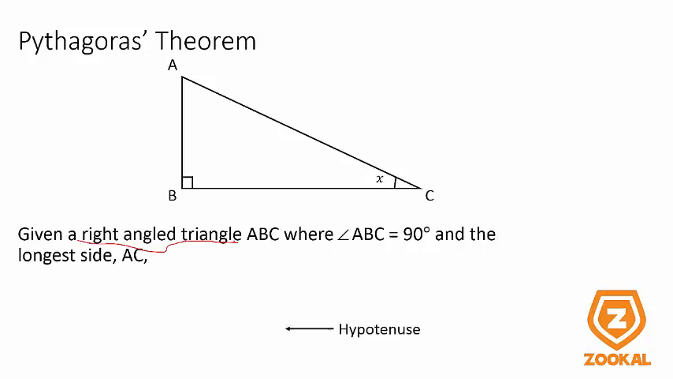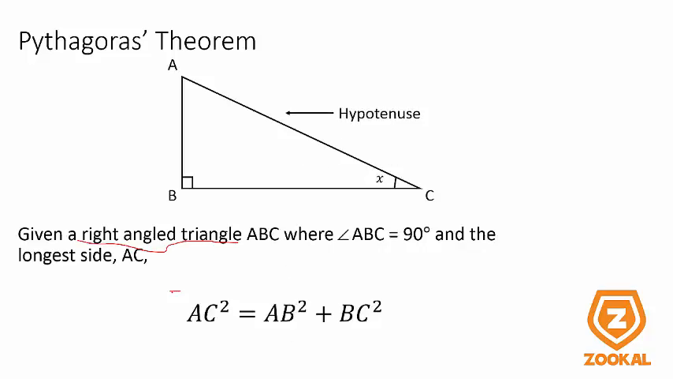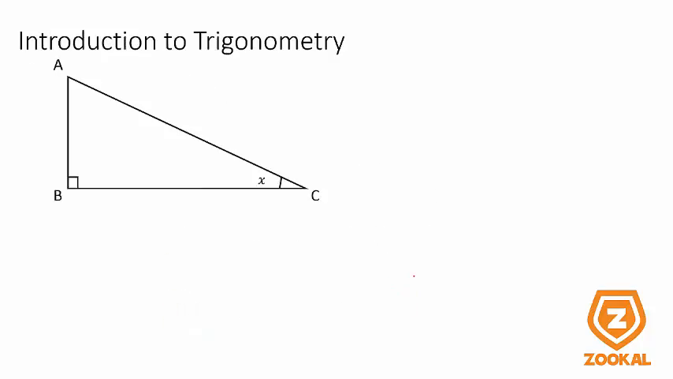Okay, so just remember the longer side is called a hypotenuse. The formula itself, I believe many of you will remember by now. The square of the two shorter sides equals the square of the longer side. So it's AC squared equals AB squared plus BC squared. Important to remember because it's not inside your formula sheet. Okay. So moving on.